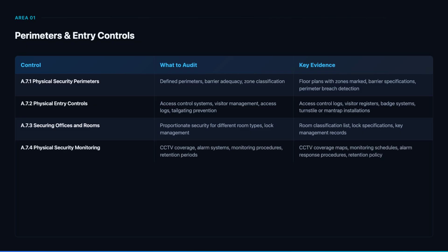For A.7.4, verify that premises are continuously monitored for unauthorized physical access. Check CCTV coverage for completeness, verify that alarm systems are tested, and confirm that monitoring procedures define who watches what and when. Key evidence includes CCTV coverage maps showing all entry points and sensitive areas, alarm testing records, monitoring schedules, and footage retention periods that meet legal and operational requirements.